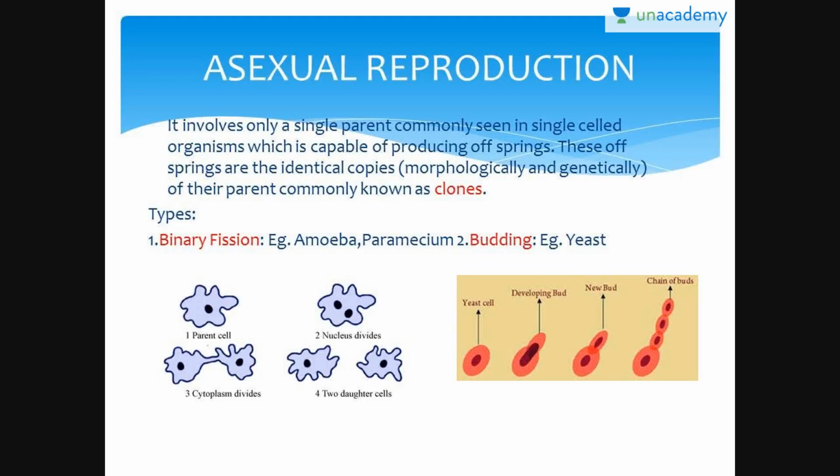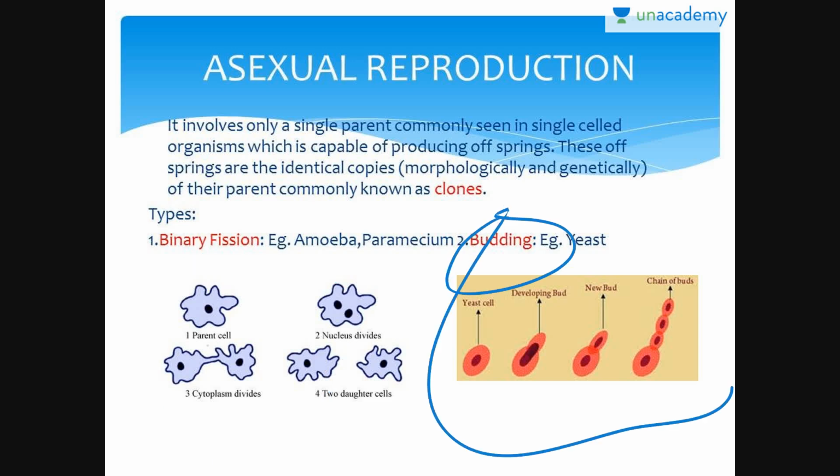In asexual reproduction, offsprings are produced by a single parent and without the involvement of gamete formation, and offsprings are genetically identical to their parents, which are commonly known as clones. The types of asexual reproduction would include binary fission in amoeba and paramecium, budding in yeast.